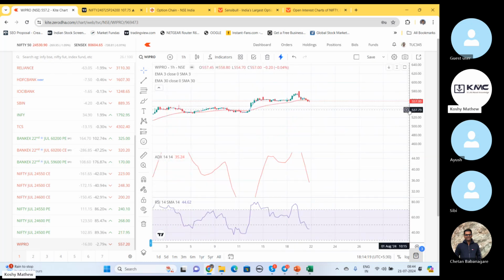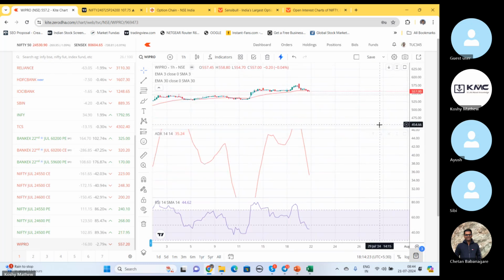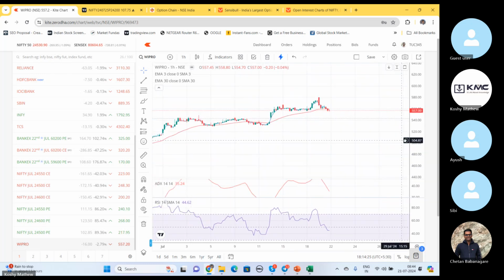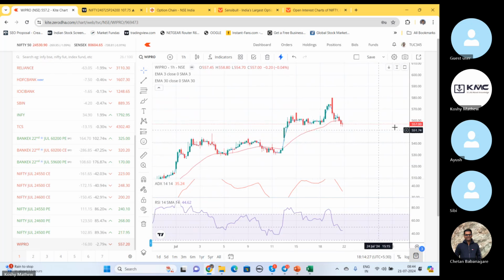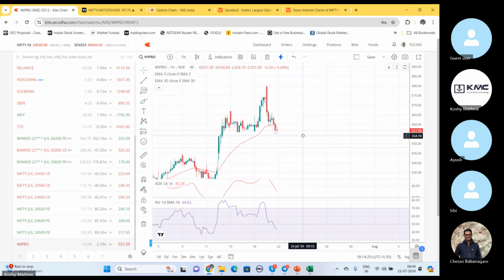Actually, what happened in that stock? One, two, three, four, five, six. Yeah. From the initial start, the market opened with a big red candle. Bearish it is.